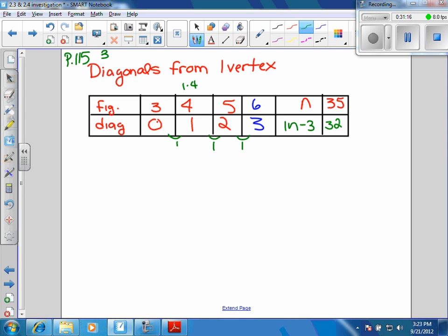So let's try the next one, right? Let's try number 4. Number 4, you guys, look at the question on number 4. It says, what are the total diagonals? Not just from one vertex, but the total diagonals in a 35-sided polygon. So, Sky, did you draw that one? Oh my goodness.